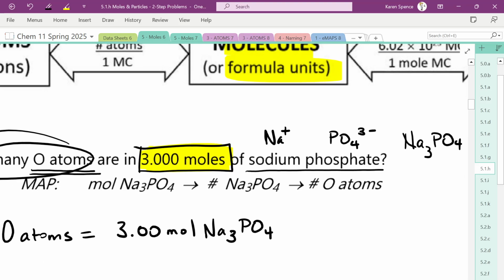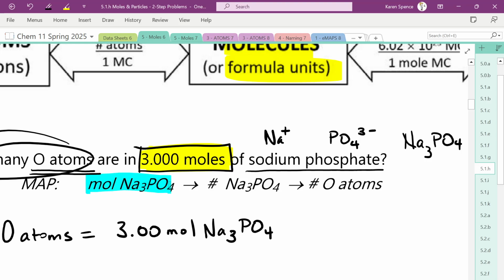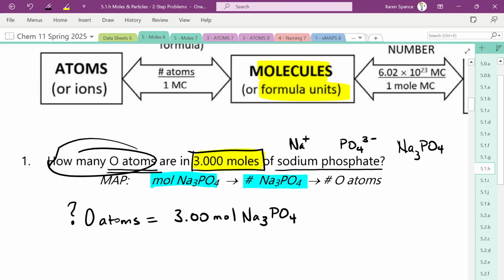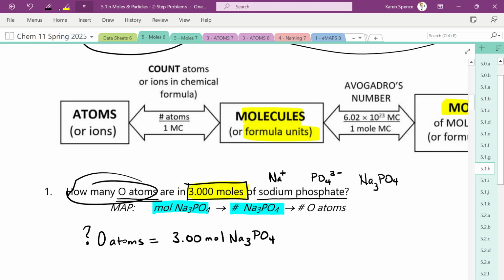So we're going from the moles of Na3PO4, we're going to find the number of Na3PO4, because we can convert between moles of A and the number of A. Then we're going to convert from the number of A to the number of particle B. Okay, and for that we use the particle ratio.